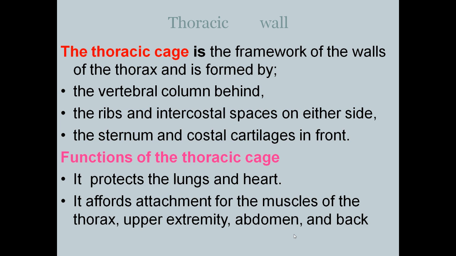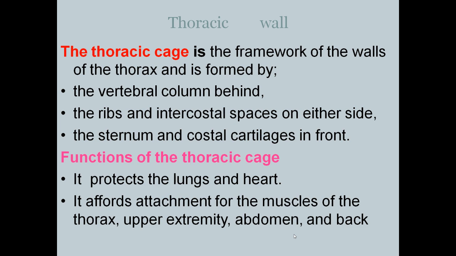First, we will see what is the thoracic cage. The thoracic cage is the framework of the walls of the thorax, and it is formed by the vertebral column behind, and the ribs and intercostal space on either side, and the sternum and costal cartilage in front.